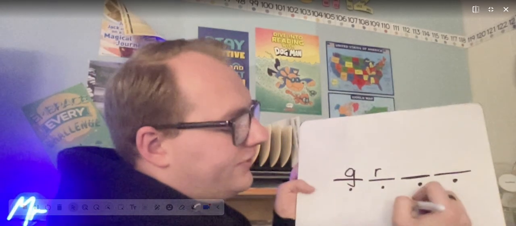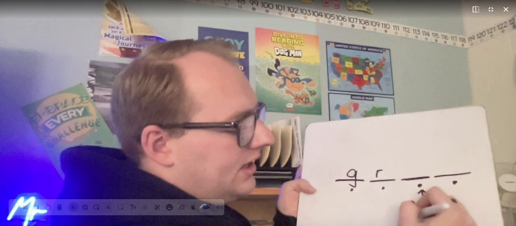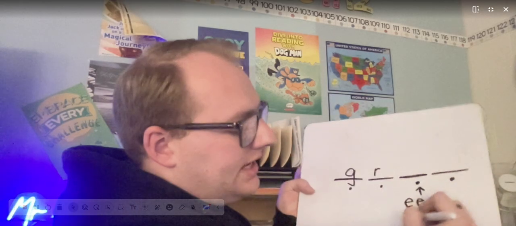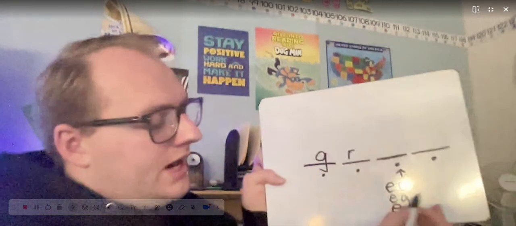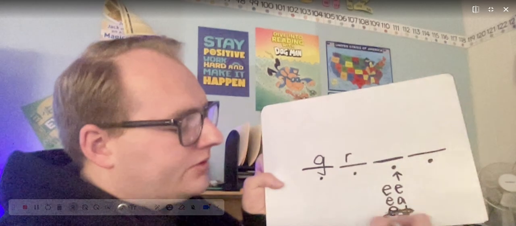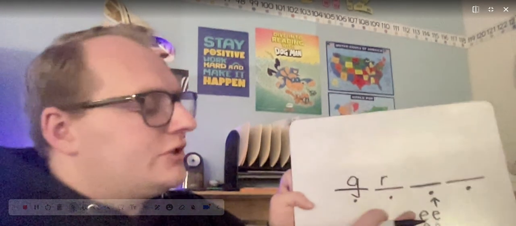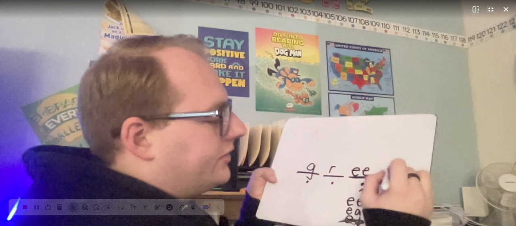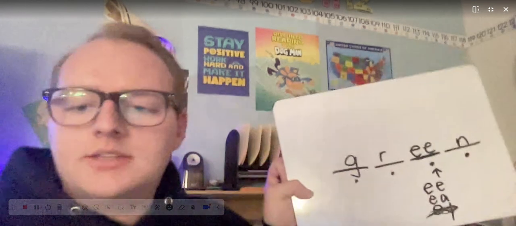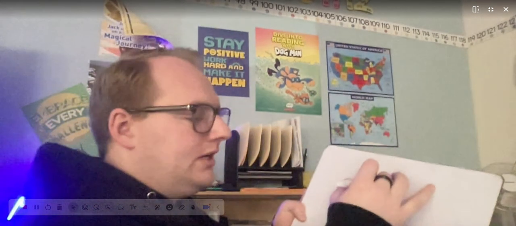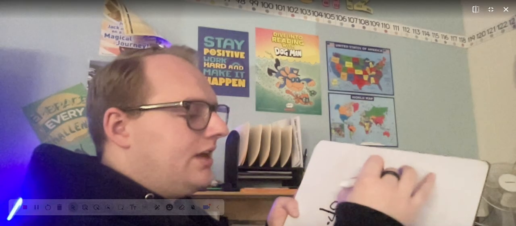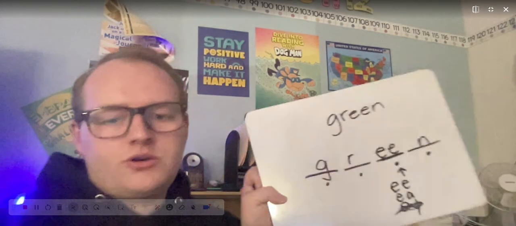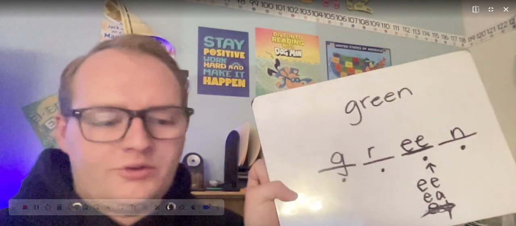E. Now I have a few different ways to spell E. I can do EE, EA, or EY. Now, I know EY has to come at the end of a word, so I'm going to cross that one off. And I'm just going to try the first one there. EE. Let's see if EE looks correct. And to me, that does look correct. So the word is green. I'm going to rewrite it together. Green. Good, like the color green. Go ahead and erase.